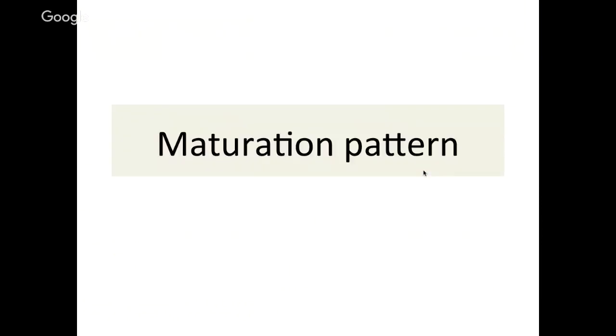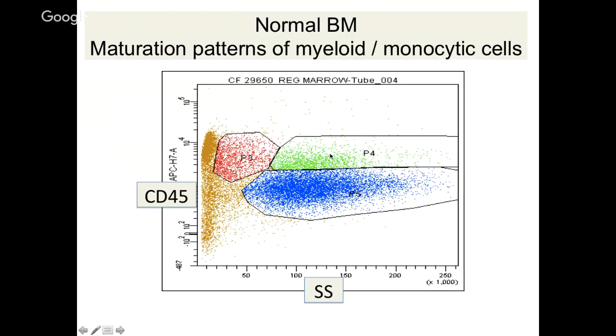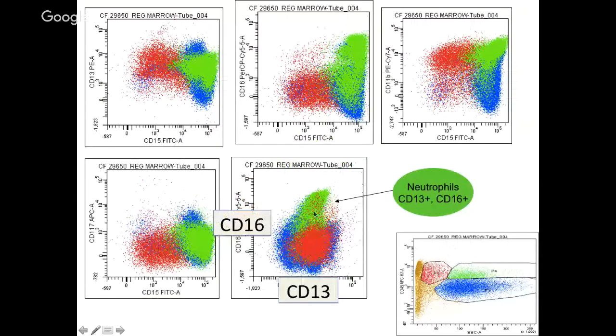Now, another role of flow is maturation patterns. Actually, an extremely important role. I'll discuss with you in the next slide the maturation patterns in a normal myeloid series. If you look at this plot, CD45 and side scatter, the red dots are the monocytes, the green ones are the mature neutrophils, the blue ones are the immature myeloid precursors. You use two antibodies, you don't have to see all the plots, just look at CD13 and 16. As I told you in the previous slide, the green ones are the mature neutrophils and the blue ones are the immature myeloid precursors. So these blue are possibly some myeloblasts.